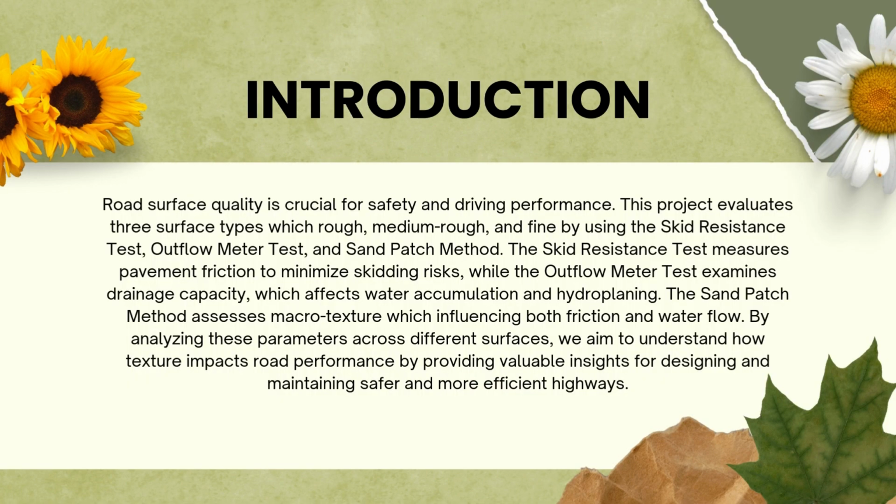Next, we go to the introduction. This project evaluates three road surface types: rough, medium rough, and fine, using three tests. The skid resistance test measures pavement friction to reduce skidding risk. The outflow meter test checks drainage capacity to prevent water accumulation and hydroplaning. And the last one, the sand patch method, assesses microtexture, which affects friction and water flow. By analyzing these factors, the study aimed to understand how surface texture impacts road safety and performance, offering insight for better highway design and maintenance.